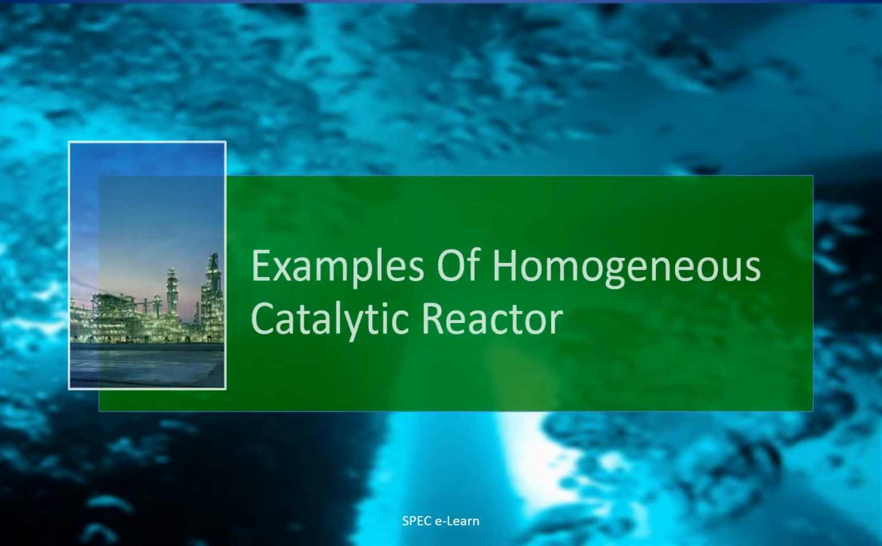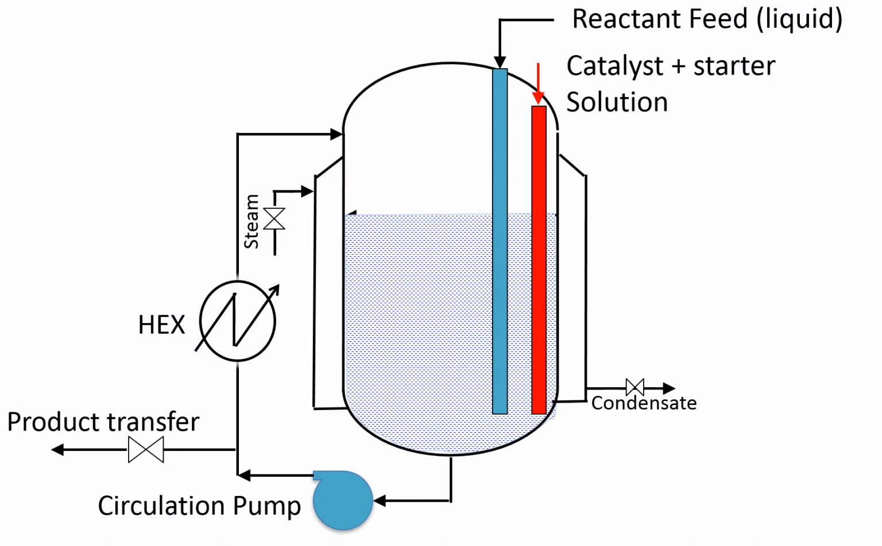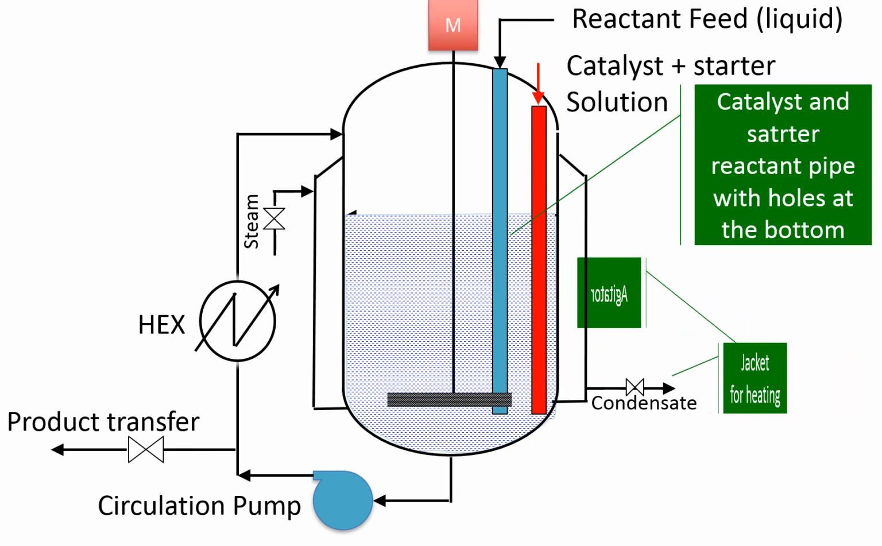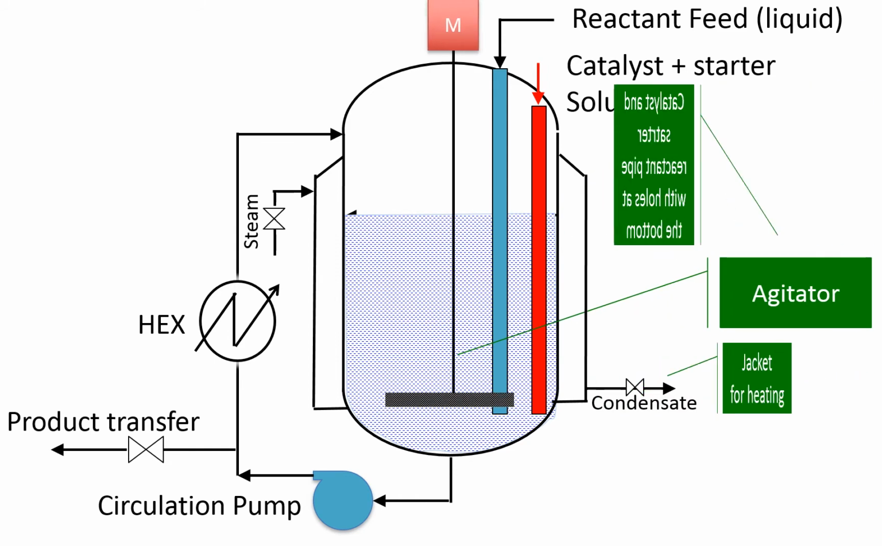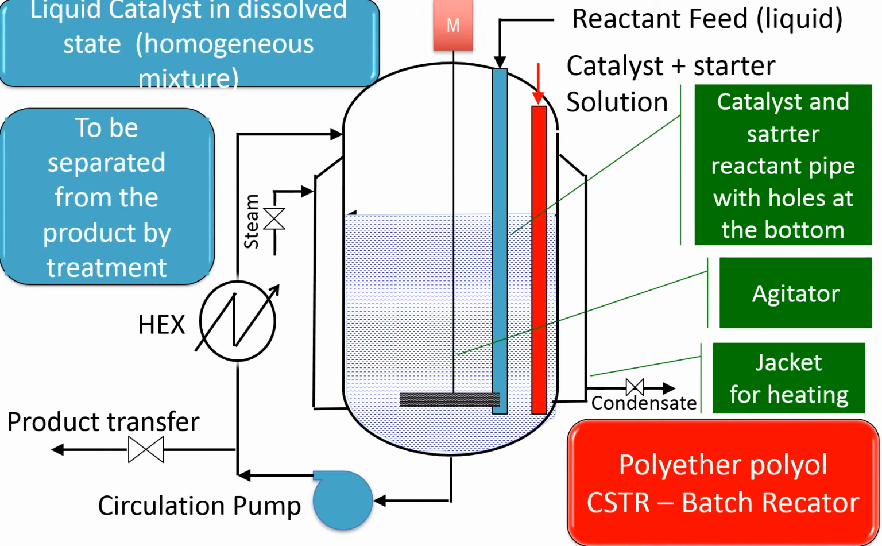Having seen the different types of heterogeneous reactor, we will move on to see an example of a homogeneous catalytic reactor. Shown in this figure is a batch homogeneous catalytic reactor. Catalyst with some starting reactant is fed initially into the reactor. The second reactant in the liquid phase is continuously fed and agitation is maintained during the reaction. The reaction product is circulated by a pump externally through an exchanger to remove the heat of reaction continuously.